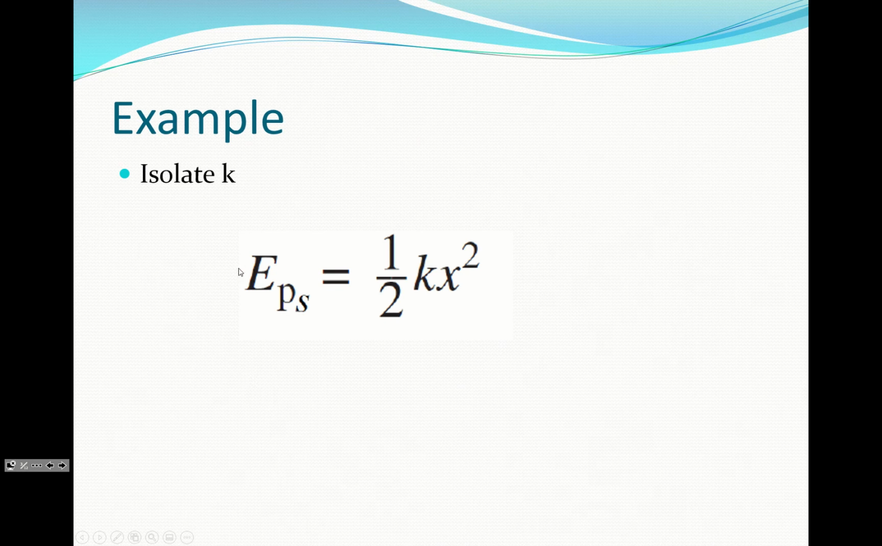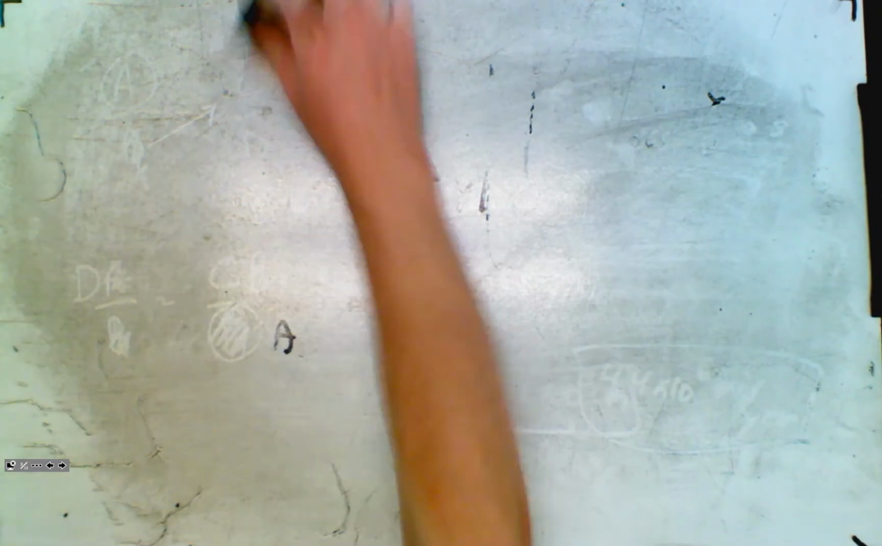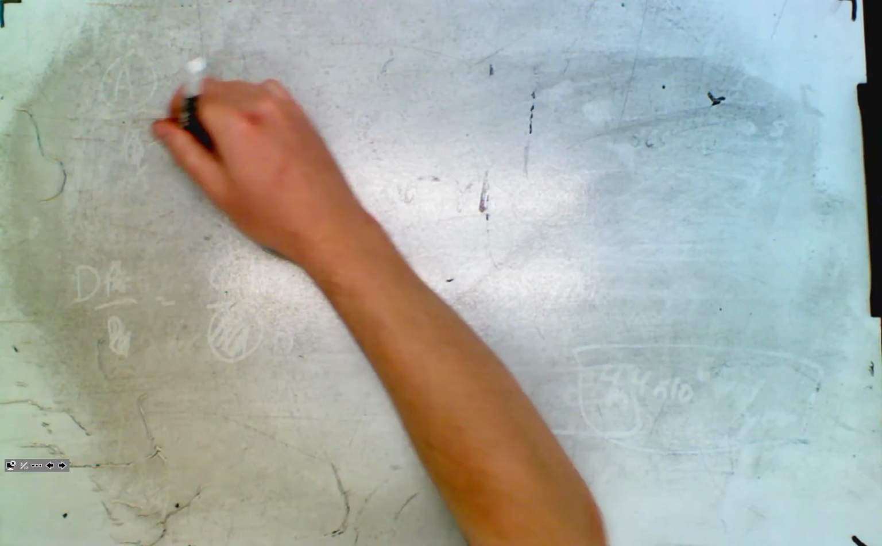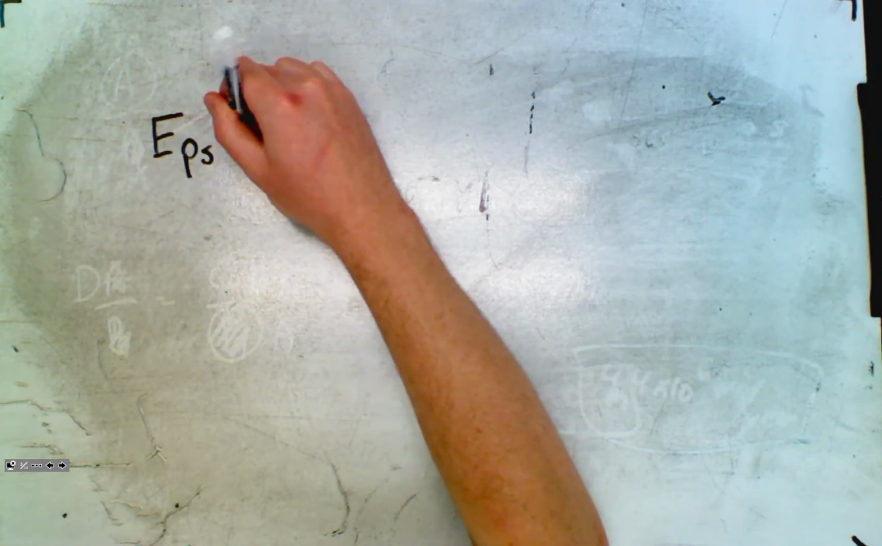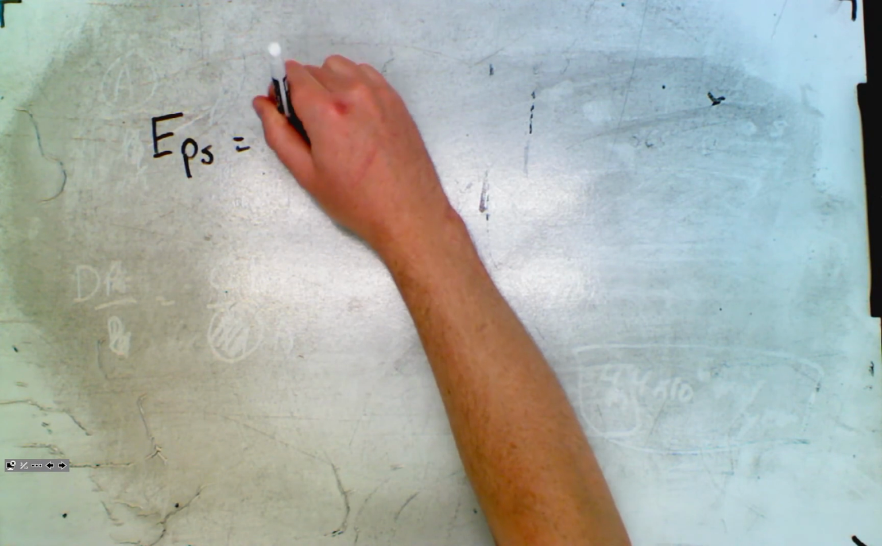Okay, so let's take a look at a real formula. This is spring potential energy. This big E represents energy, and then these little letters represent what type of energy it is. It's spring potential energy, so I call it EPS. And then that equals 1/2 kx squared. We want to isolate k. So EPS equals 1/2 kx squared.